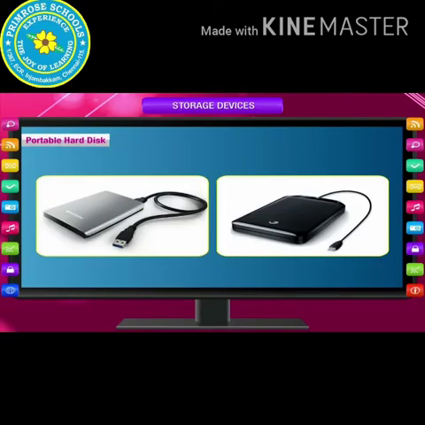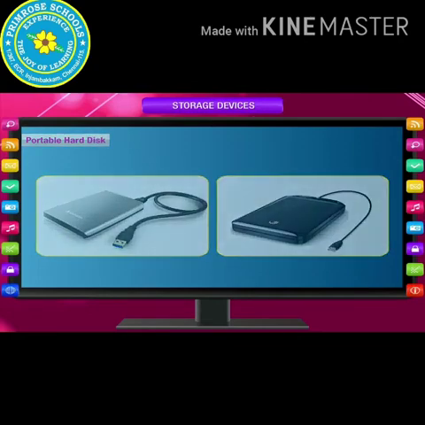Portable hard disk. A portable hard disk can be connected to the USB port of the computer. It has similar large storage capacity as internal hard disk, but you can transport data using this portable hard disk.